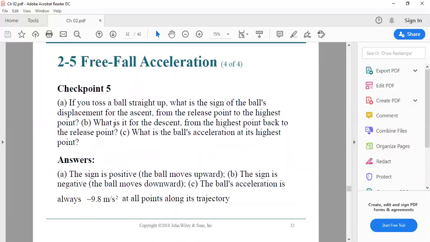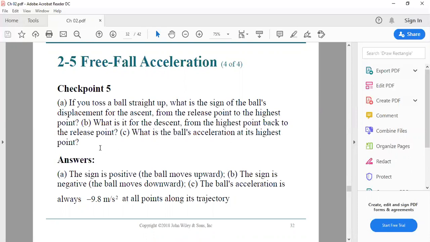So if you toss a ball straight up, what is the sign of the ball's displacement for the ascent from the release point to the highest point? So the sign is positive. In other words, the ball is moving upward. What is it for the descent from the highest point back down to the release point? Then the sign is going to be negative. The ball is going to drop.